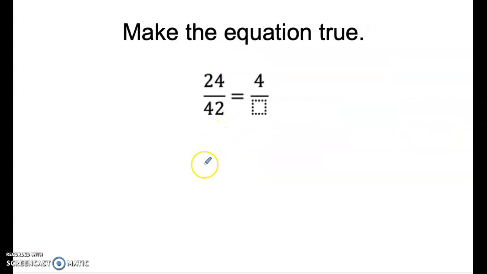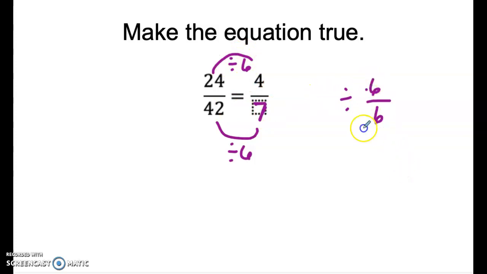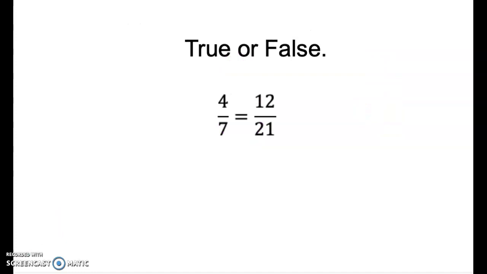Okay, this was another one. You'll notice that the numbers get smaller. So when the numbers get smaller, we've got to divide. 24 would have to be divided by 6 to get 4. So 42 divided by 6 is 7. And my guess might be that you missed that because that is a tougher fact. Again, since we're dividing by 6 over 6, that's the same value as 1, and it doesn't change the value of the fraction.